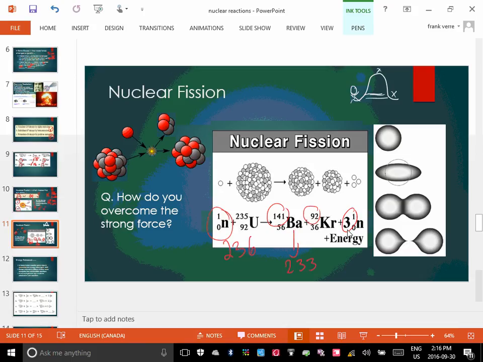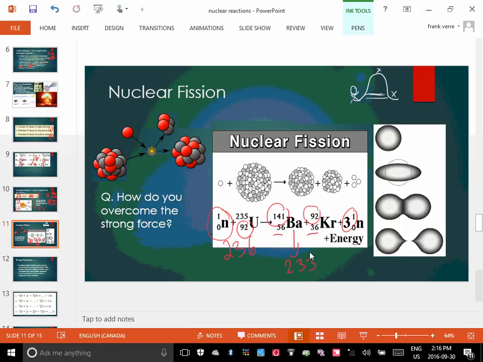If you think of the nuclear charge, on the left we have 92. On the right we have 56 and 36, which also adds up to 92. Now, in a nuclear fission, you have the opposite problem. Why doesn't an atom break up?